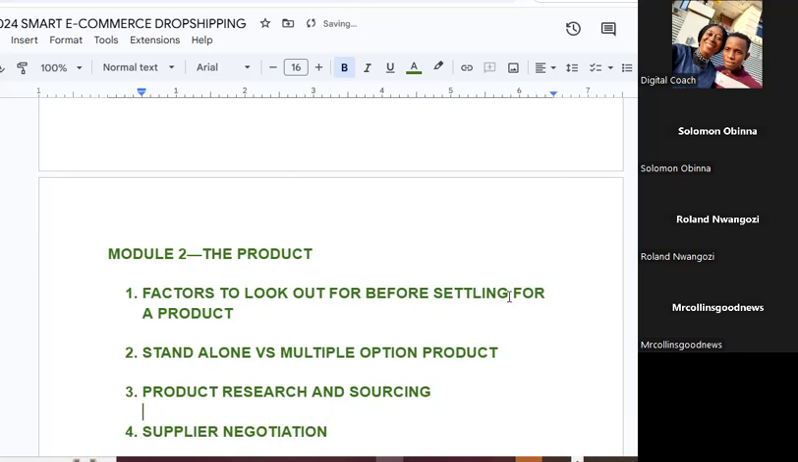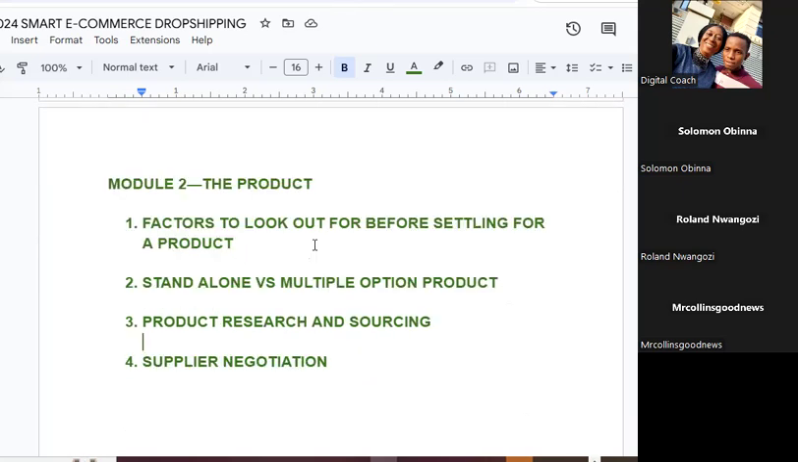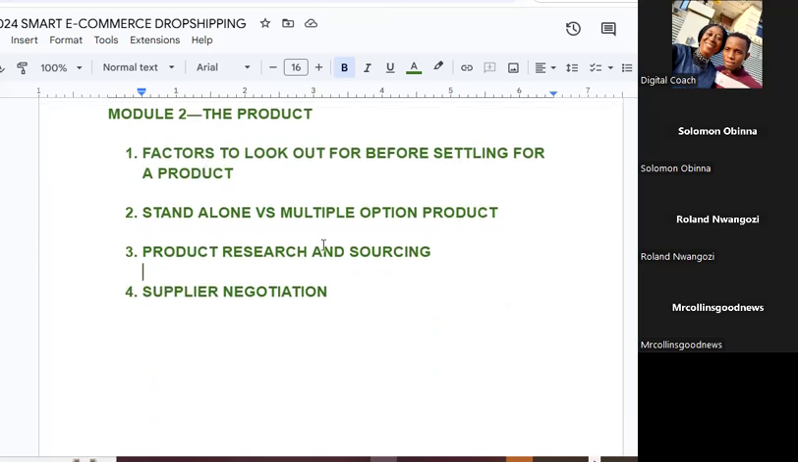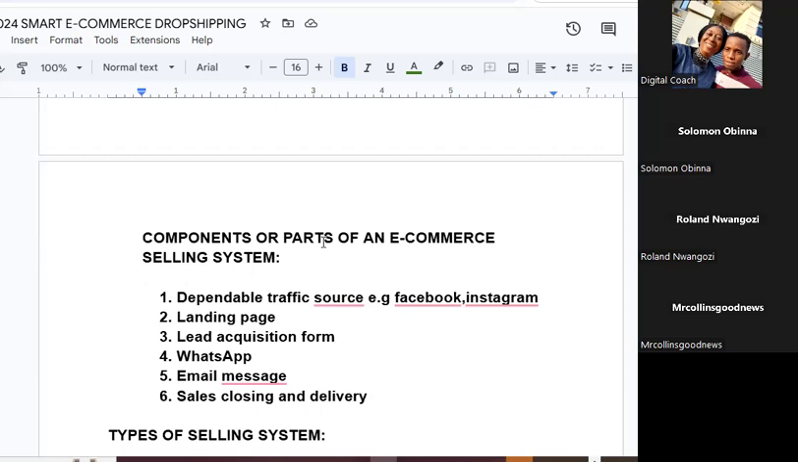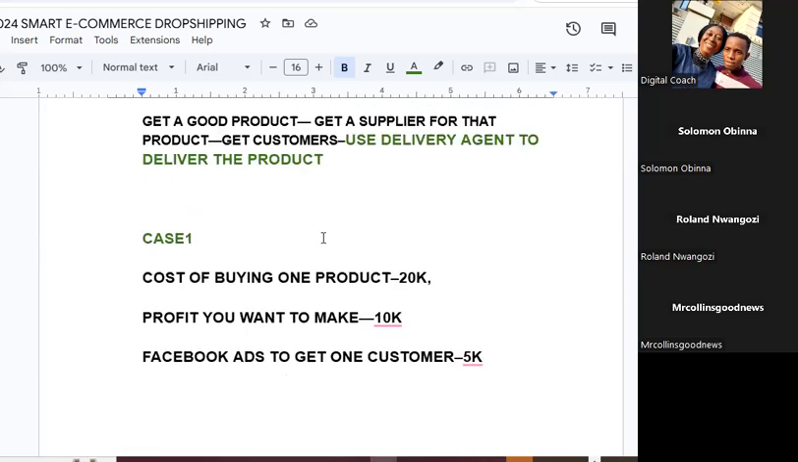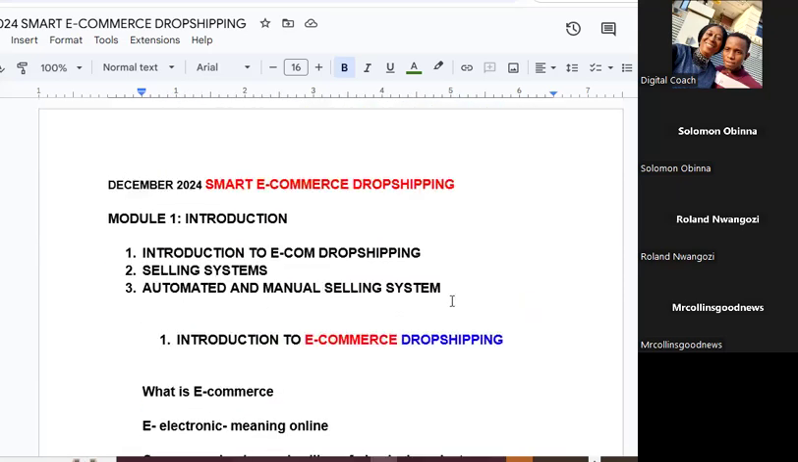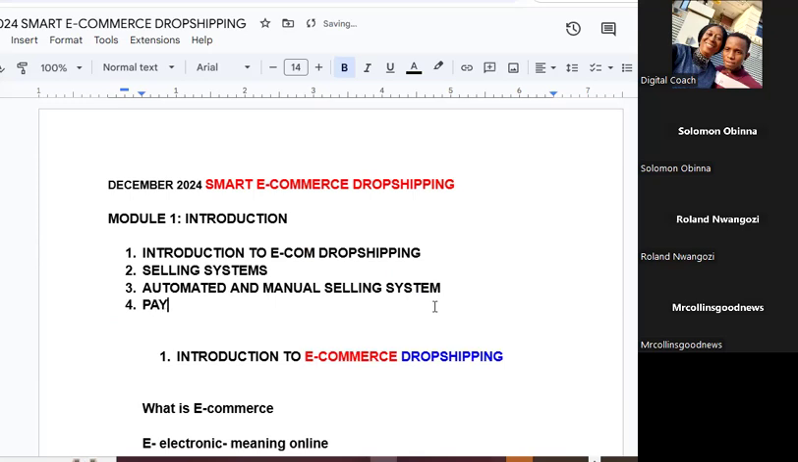So these are the 4 basic things we are going to look at here. We're going to look at factors to look out for before settling for a product. If you want to sell a product, what are the things you're going to look out for before you settle for a product? I think in module 1, there's something to consider too that I forgot. Please, let's go back to module 1. I'm supposed to look at payment method.